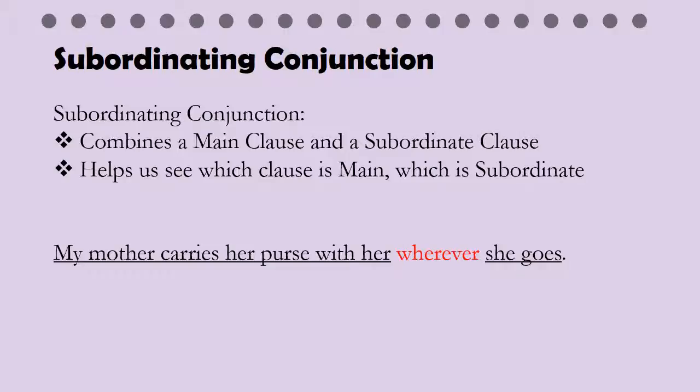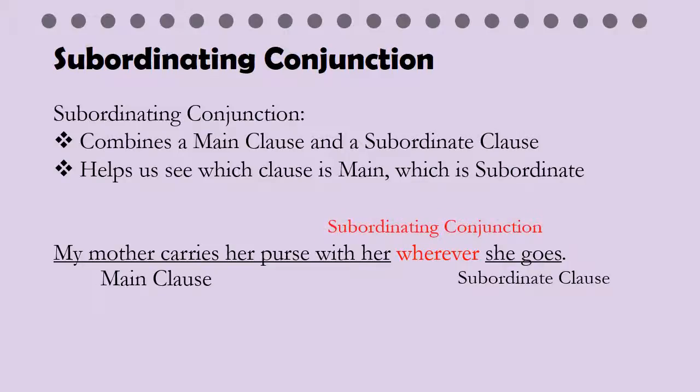Using a coordinating conjunction from FANBOYS here wouldn't work, because we know that these two clauses aren't equal. Think about if we were to say, my mother carries her purse with her, but she goes. That doesn't sound quite right, does it? We can tell that our main clause is the first one, and our subordinate clause is the second one, and the word but would make us think that they should be equal in this sentence. That's why we need the subordinating conjunction wherever, so we know that my mother doesn't just carry her purse, which is our main idea, she does it wherever she goes.